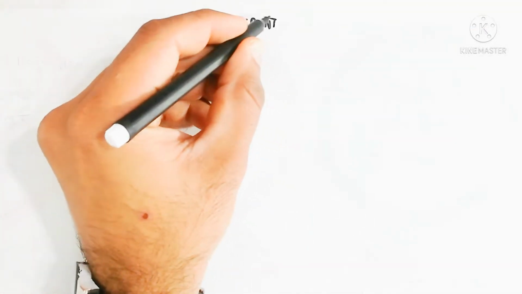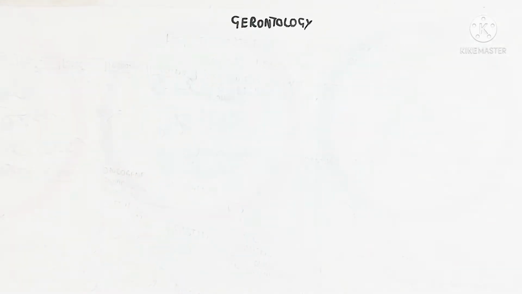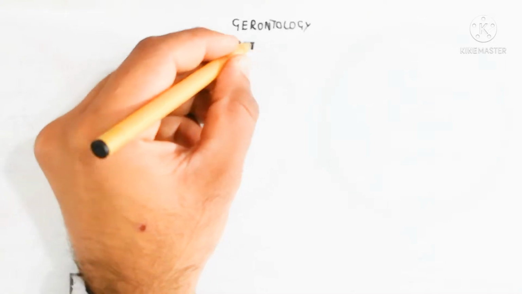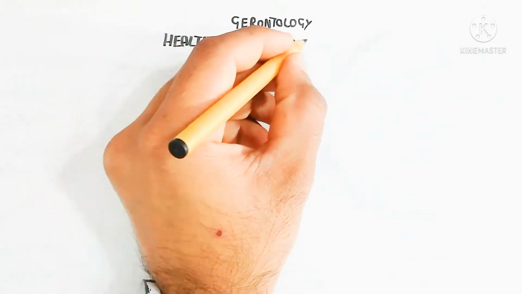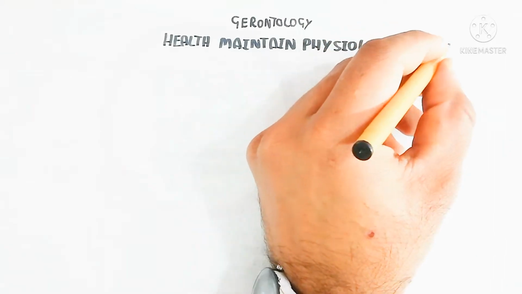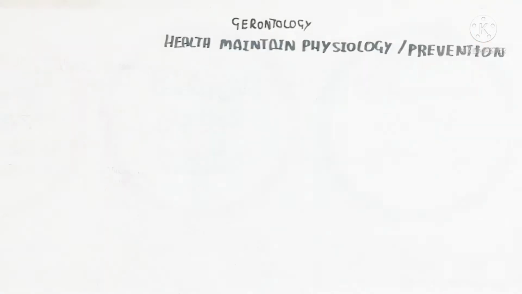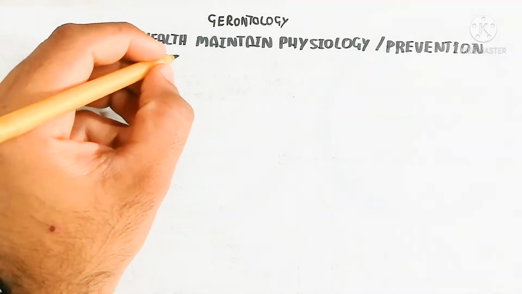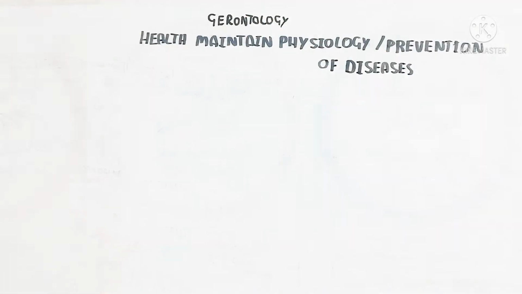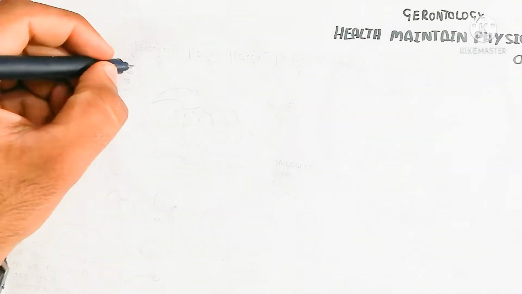Hello, in this video we will discuss the gerontology lesson: health maintaining physiology and the prevention of disease. So let's begin from the initial step. An important thing you should know is that the effect of the external environment is very important for the individual, to cause disease or to maintain health.